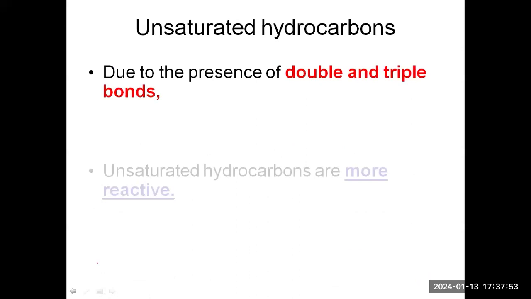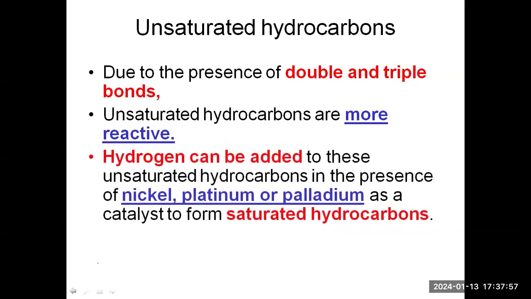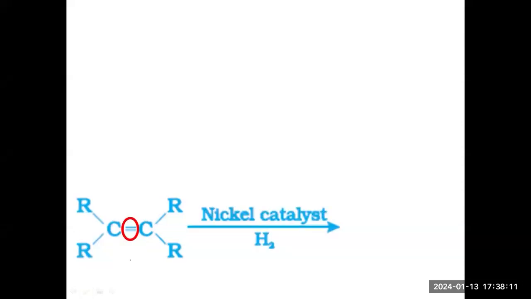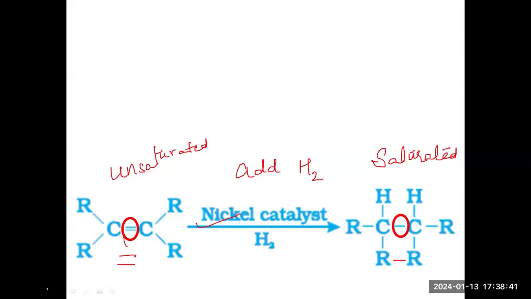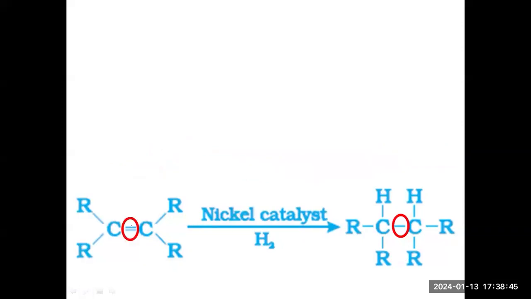So let us see one addition reaction in unsaturated. You can see this is the unsaturated compound. There is a double bond here. Now, when we add hydrogen in the presence of nickel catalyst, it converts to a single bond. Earlier we were having a double bond here, now it converts to a single bond. So here we are able to add hydrogen to an unsaturated compound to convert it into a saturated one. So addition is possible in unsaturated.